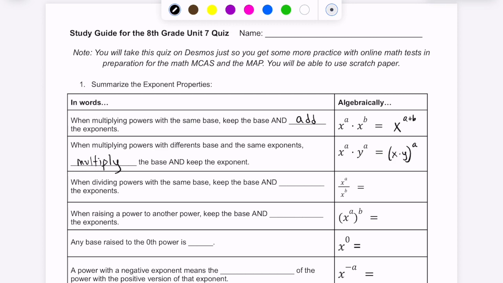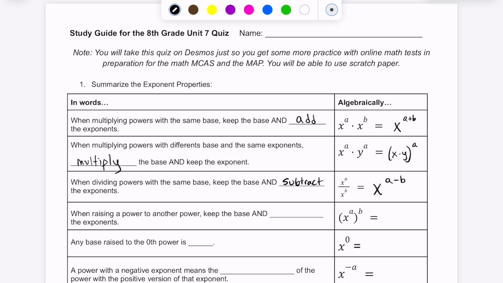Then we have when we are dividing powers with the same base, we're going to keep the base and subtract the exponents. So like x to the a power divided by x to the b power is equal to x to the a minus b power. Okay, and order does matter with subtraction, right? It has to be the numerator's exponent minus the denominator's exponent. So that's going to affect whether we have a positive or negative exponent.